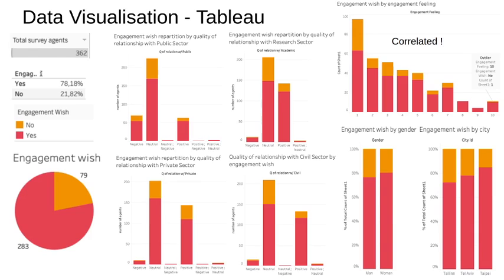Okay. But I can check that the engagement wish is correlated with the engagement feeling, something that you can see on the top right corner. And so yes, it looks like the more people feel engaged, the more they want to engage more, which is kind of interesting to know.